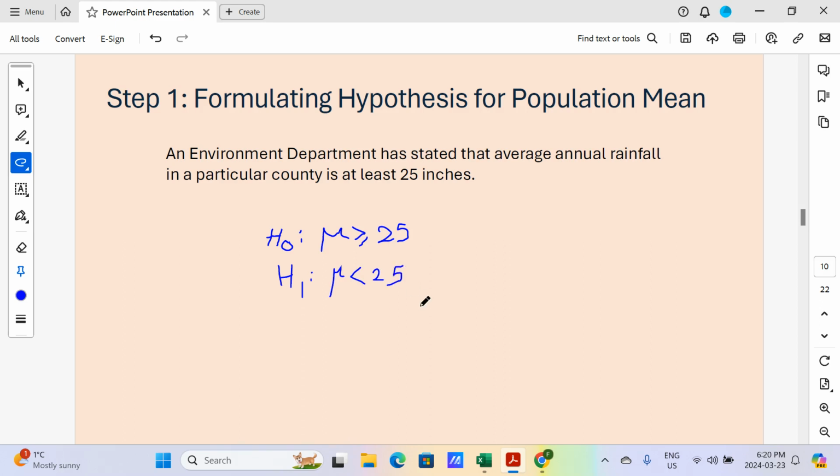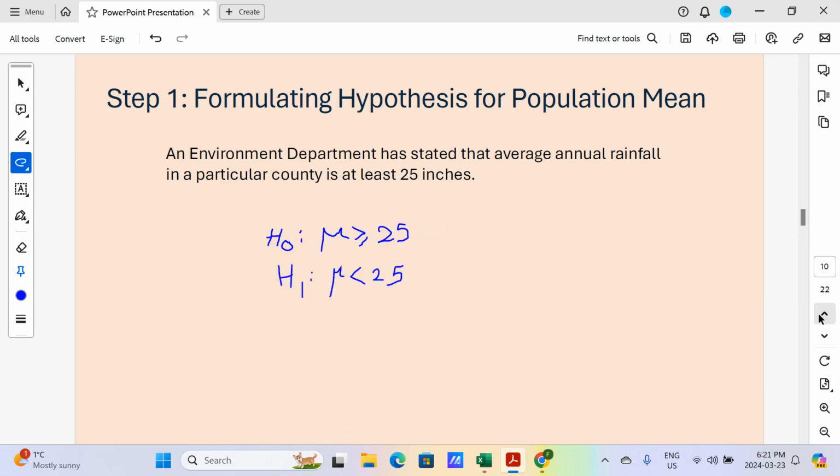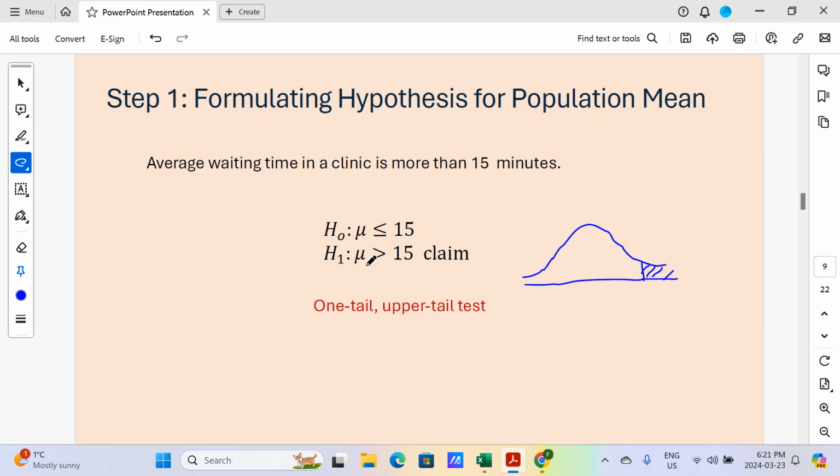Look at here, again, because I don't have an equal sign or not equal sign, we have more than or less than, it's a one-tail test. Okay, we call that a one-tail test, and it's a lower tail test. An easy way to identify if we have a lower tail test or upper tail test is to look at H1, H alternative. If mu is less than something, if the population parameter is less than a number, we have a lower tail test. If the population parameter mu is more than a number in H alternative, we have an upper tail test.